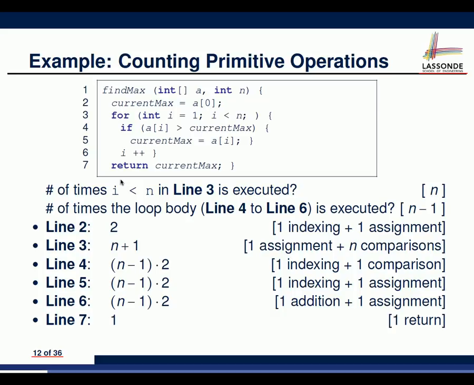Basically, in order to count exactly how many primitive operations will be executed in the worst case for this fragment of code, we count line by line. Also, we got some insight into how many times the stated condition in the loop will be evaluated, and how many times the body of the loop will be executed. Now, adding up together, this is the number we'll get, 7n minus 2.